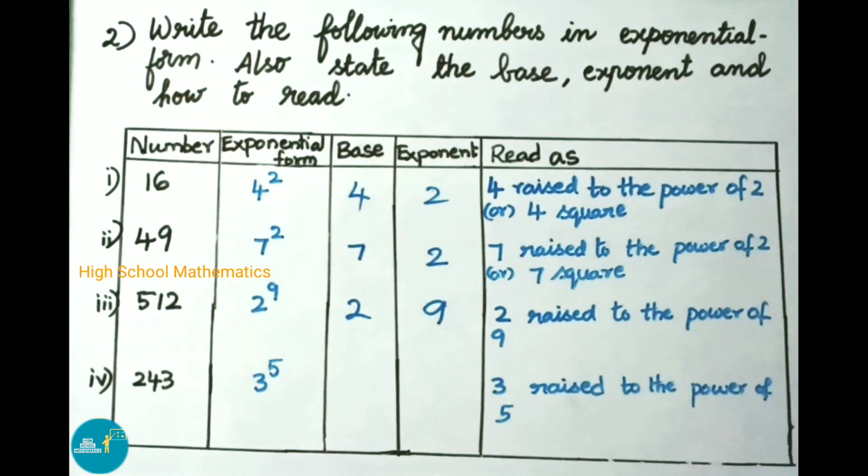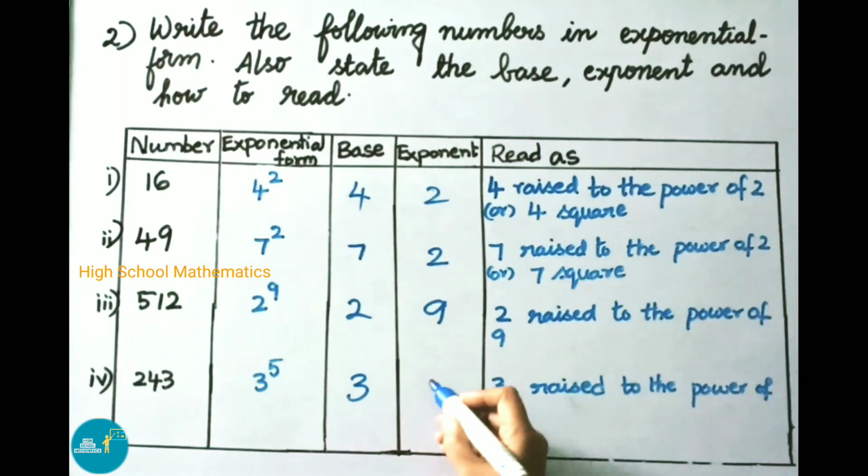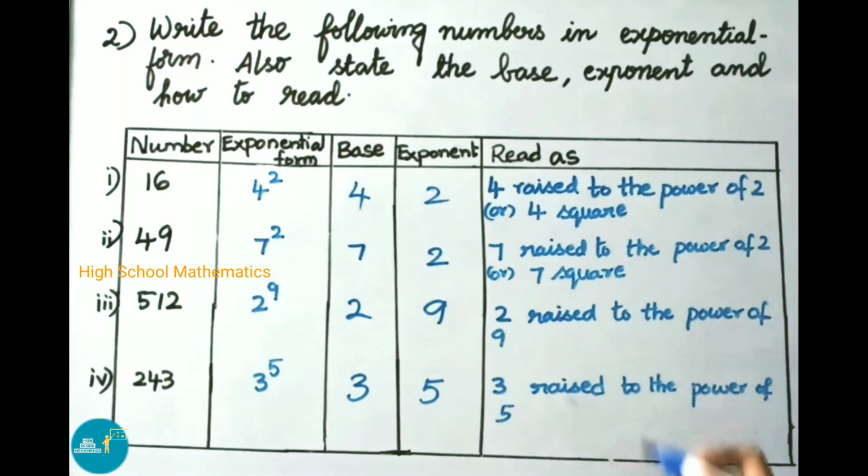Now the fourth one, 243. It can be written as 3 multiplied 5 times. 3 3s are 9, 9 3s are 27, 27 3s are 81, 81 3s are 243. So in exponential form we have written 3 power 5. Here base is 3 and exponent is 5 and it is read as 3 raised to the power of 5.